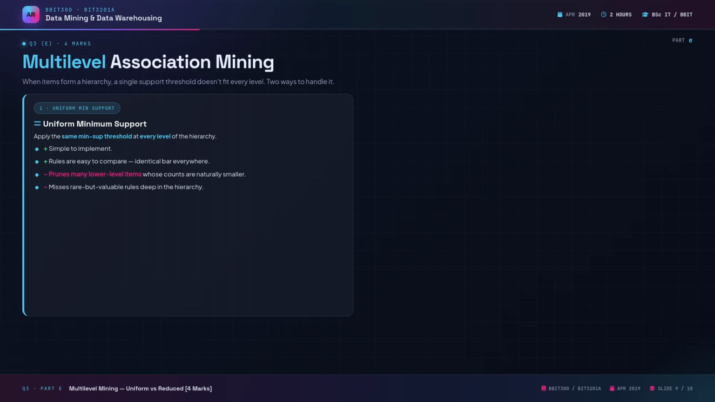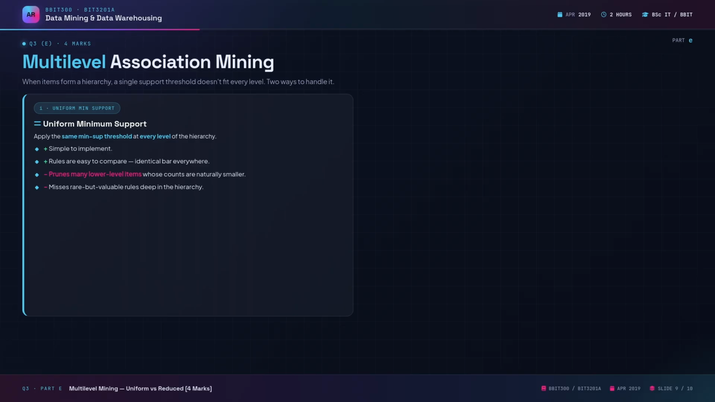Here you apply the same minimum support threshold at every level of the hierarchy. It is simple and easy to implement, and the rules are easy to compare because the bar is identical. But it has a serious drawback. Many genuinely interesting items at lower levels get pruned because their counts are naturally smaller, so you miss rare but valuable rules. The second approach is reduced minimum support.